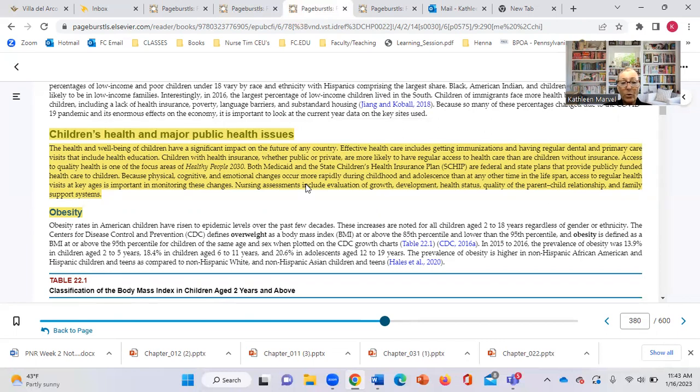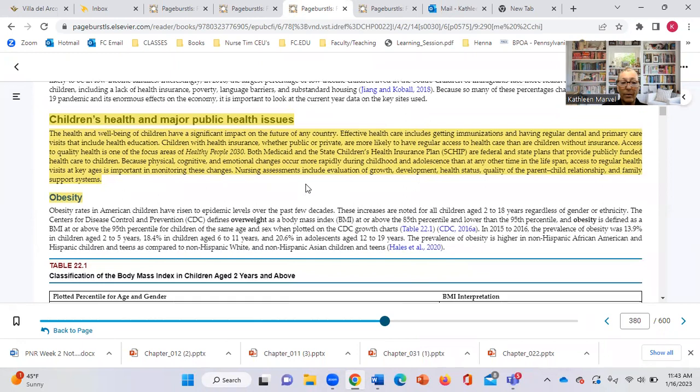Physical, cognitive, and emotional changes are occurring more rapidly during childhood and adolescence than at any other time in their lifespan. So access to regular health care is critical. Okay. So when we do our nursing assessments, when we are working with children, we are evaluating growth, development, health status, quality of parent-child relationship, and family support systems. All that is part of assessing the child's health.